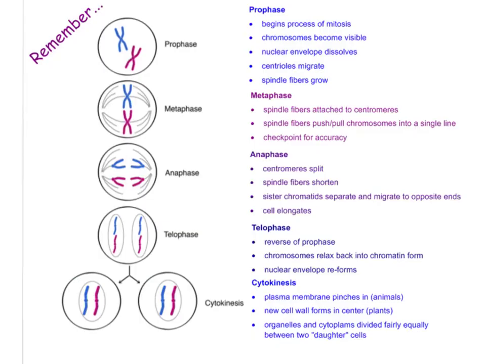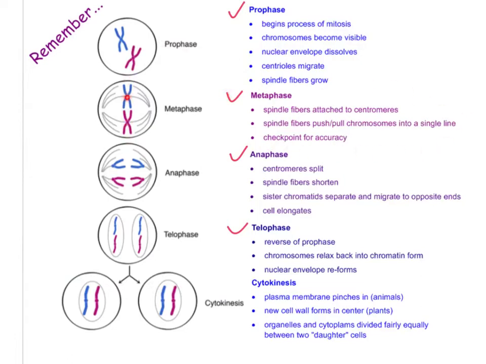So when that cell enters the mitotic phase, it starts mitosis. Remember, we have our little mnemonic, P, M, A, T, and cytokinesis. PMAT. P for prophase. It begins the mitosis. The chromosomes become visible here, and the nuclear envelope starts to dissolve around it. The centrioles migrate to opposite ends, and spindle fibers start to grow so that we can set up for metaphase.